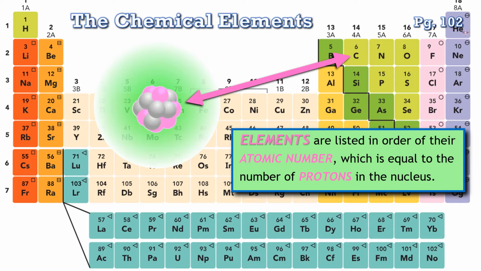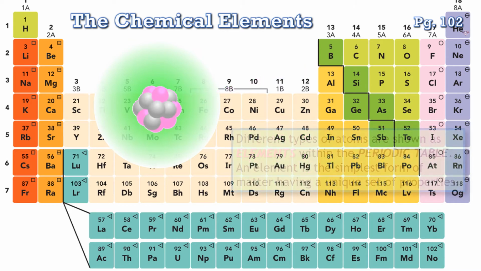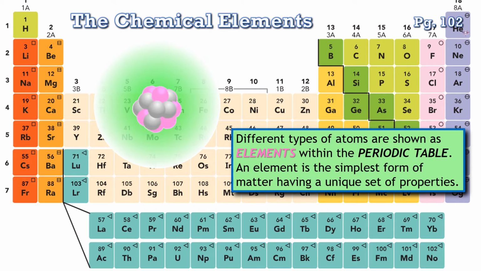What I'm trying to suggest to you, though, is that under ordinary circumstances, the number of protons doesn't change. That's because the energy required to remove or add a proton to the nucleus is so great, it doesn't happen under ordinary circumstances. Again, different types of atoms appear in the periodic table, and an element is the simplest form of matter that has its own unique set of properties.